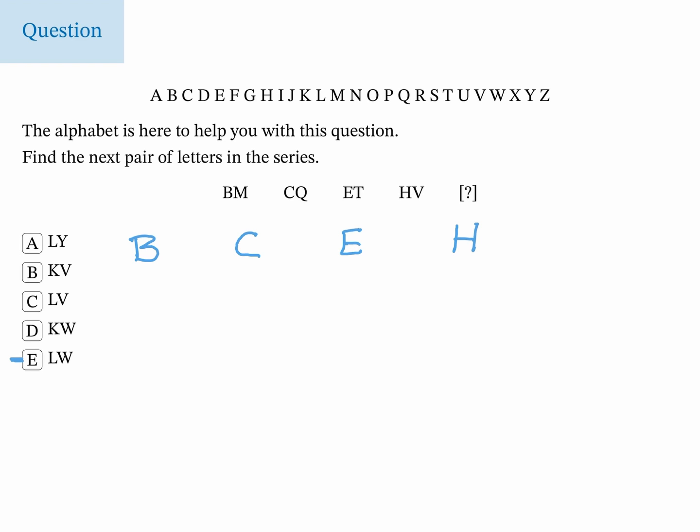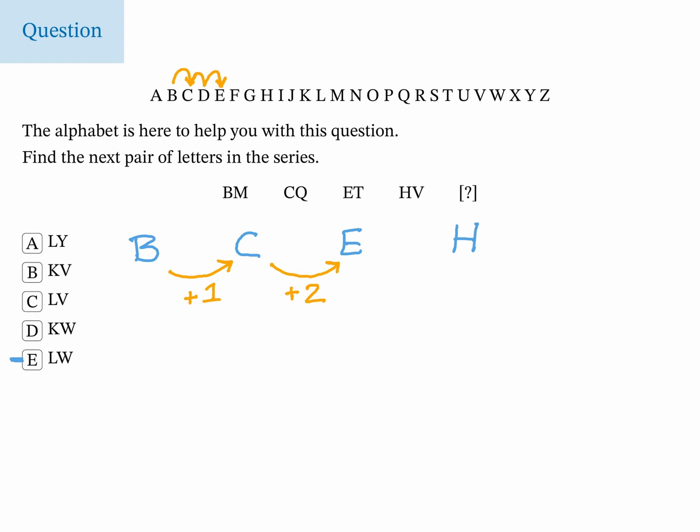So let's use our alphabet again to help us and see what's going on. To get from B to C, we shift forward through the alphabet by one letter. So we've gone forward by one letter. But this time, to get from C to E, we actually go forward through the alphabet by 2 letters. So instead of going forward by 1, we've gone forward by 2.